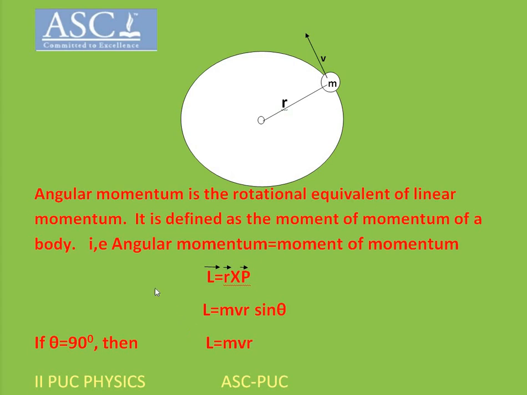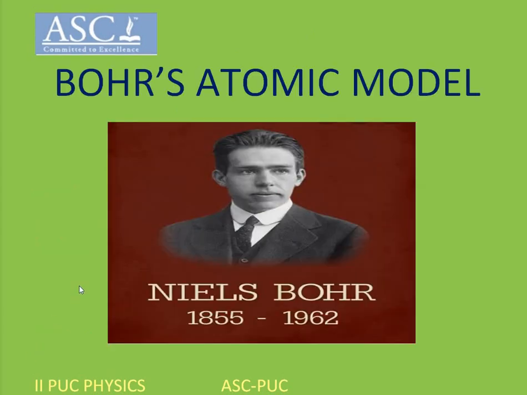If theta is equal to 90 degree, as in this case, what is theta? Theta is the angle between r and v vectors. So here in this case, theta is equal to 90 degree. If theta is equal to 90 degree, then L is equal to m into v into r. Angular momentum is a vector quantity. Now let us proceed with our present topic.